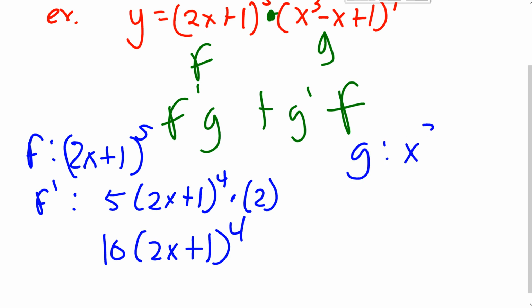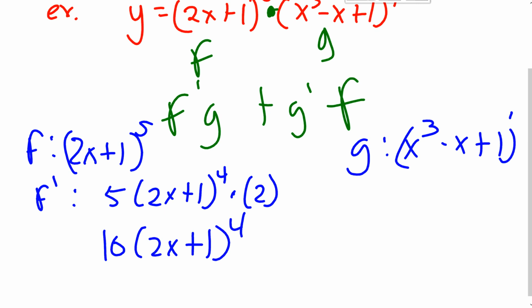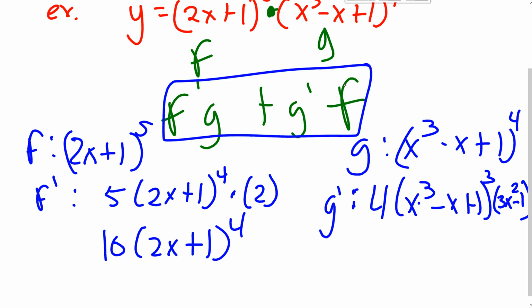Then g, and taking the derivative of this is not too bad either. Is that to the 4th? That's to the 4th, because we move the power out front. Drop the power, and multiply by the derivative of the inside, which is 3x squared minus 1. Okay, so that's g prime. Now I have to apply product rule: take the derivative of f, times g, and then take g prime and times it by f.